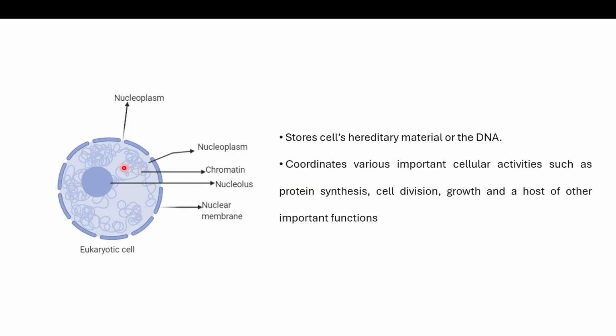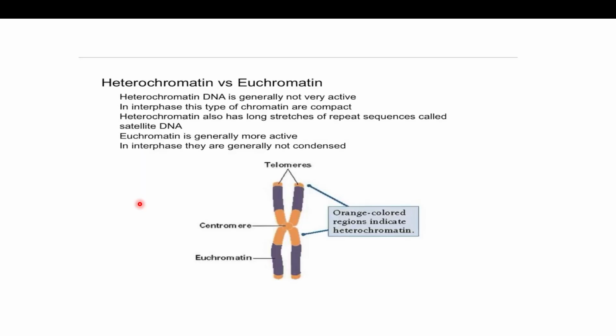So we talked about the chromatin, these thread-like structures which are the genetic material, right? This chromatin can have two different forms. One is the heterochromatin and one is the euchromatin. Eu means true chromatin. Heterochromatin DNA is generally not really active, and in interphase, one of the earliest phases before the cell divides, the chromatin gets really compact.